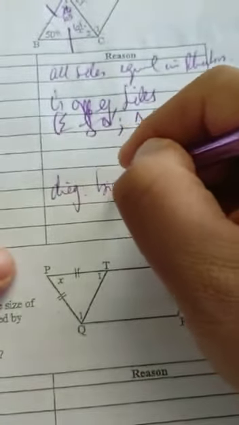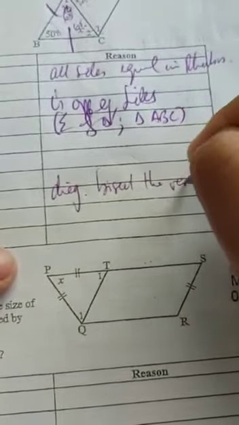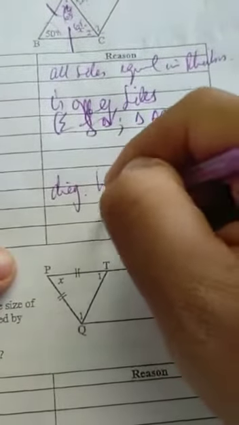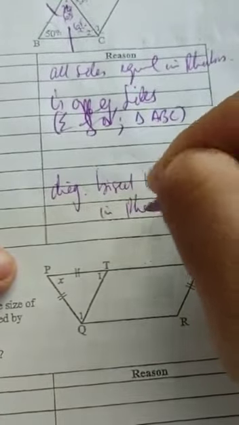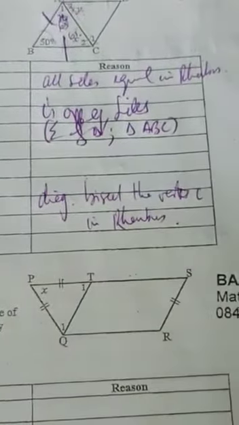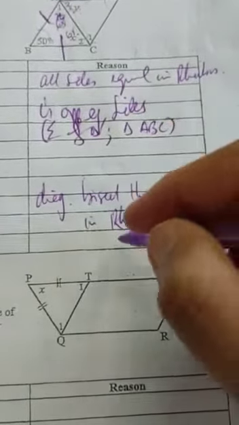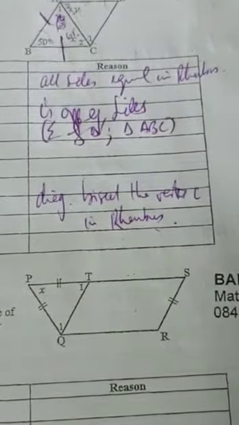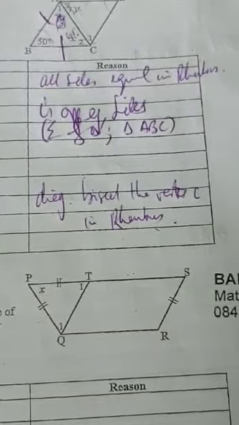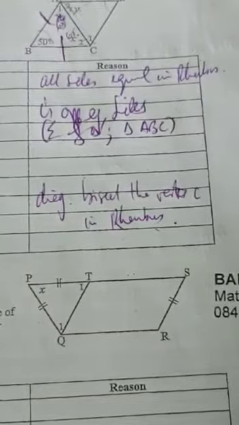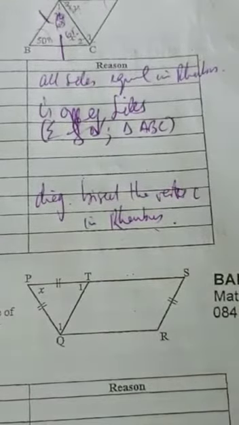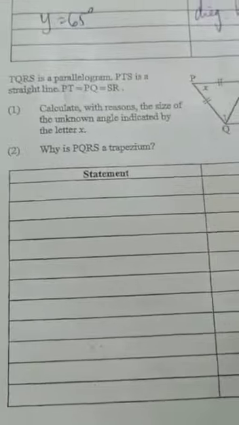Why? Because the diagonal bisects the vertex angle in a rhombus. We can't just say that the diagonal bisects the vertex angle without stating it's a rhombus, because not in every quadrilateral does the diagonal bisect the vertex angle. So we must say which quadrilateral property we're using there.